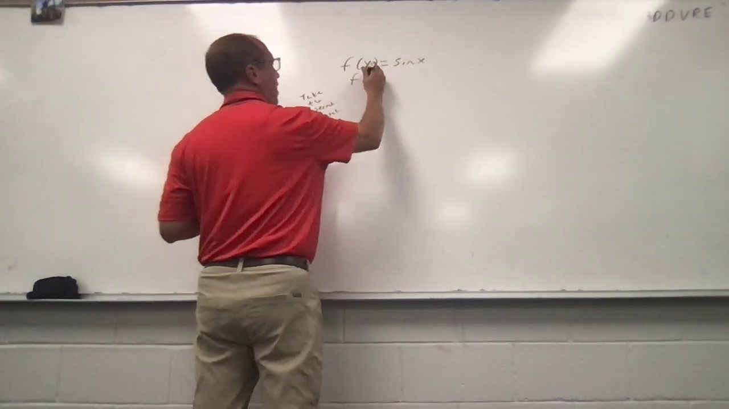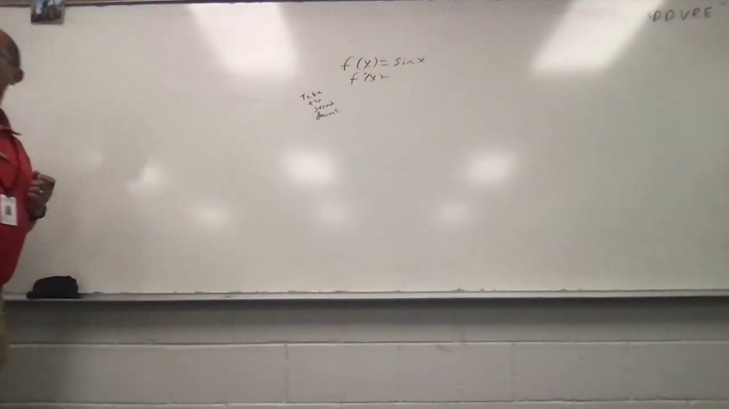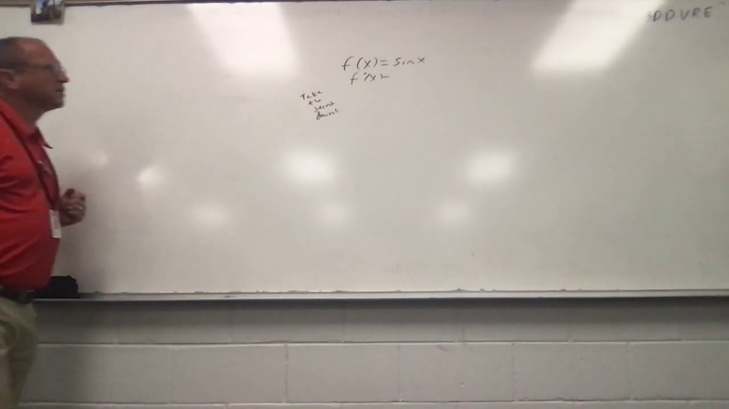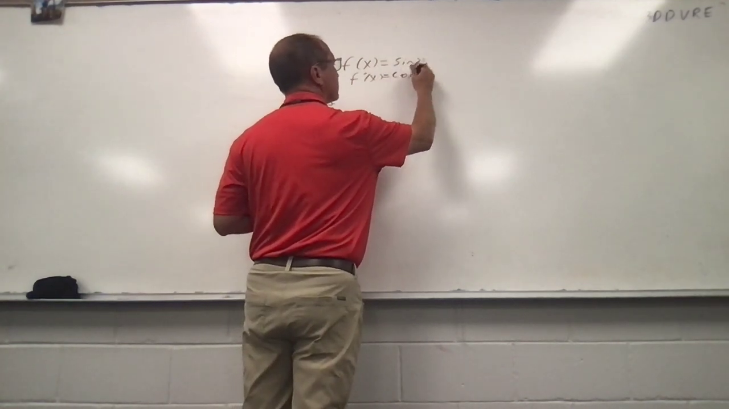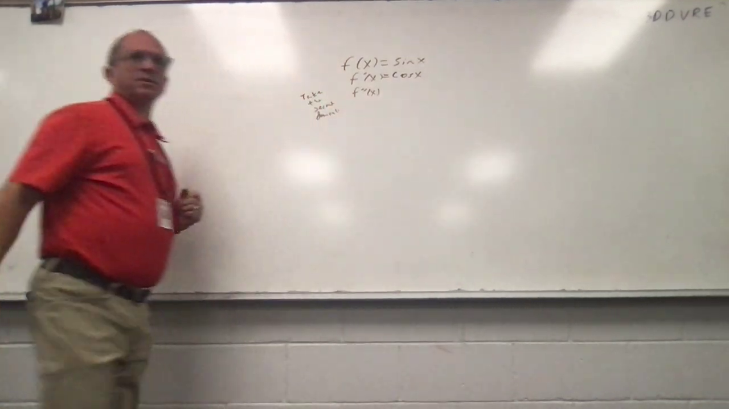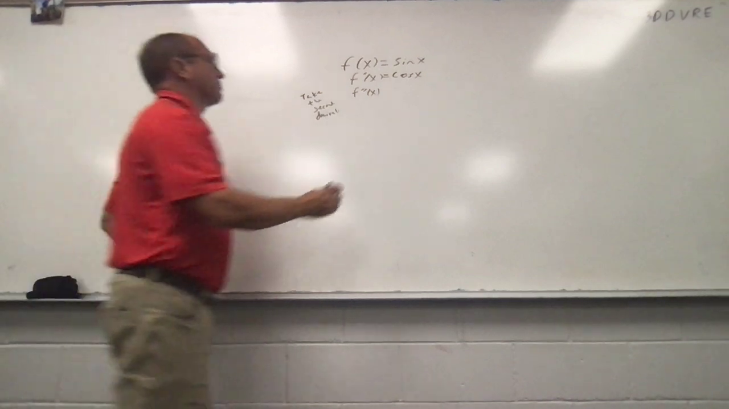So f prime of x is what? Cosine of x. So f double prime of x, which we write with two apostrophes, is negative sine of x.